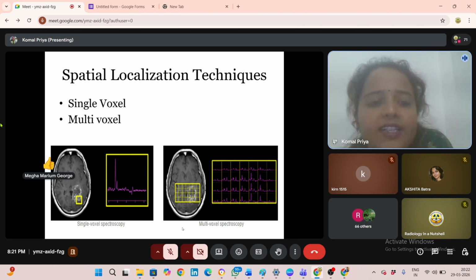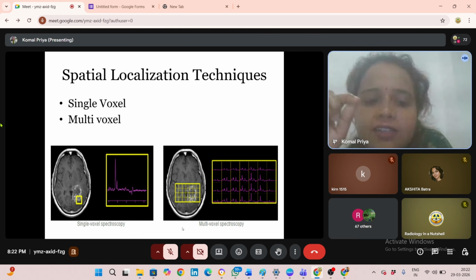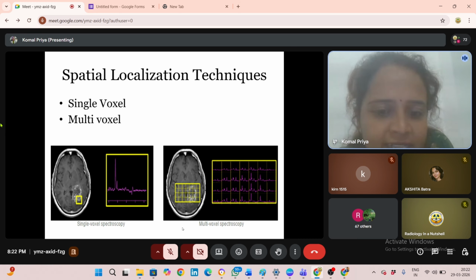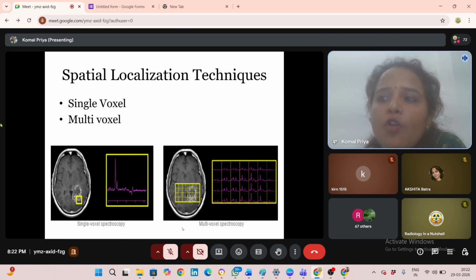So there are two techniques to acquire spectroscopy: single voxel and multi-voxel. The first image is your single voxel spectroscopy, the second image is your multi-voxel spectroscopy. That means we are acquiring this intensity versus frequency curve from a single voxel. And if we talk about multi-voxel, that means we are acquiring this intensity versus frequency from multiple voxels.